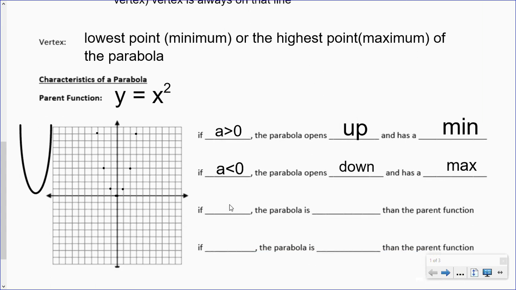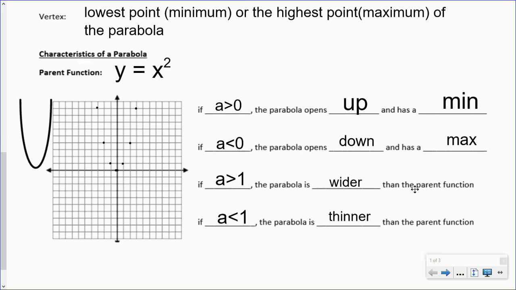If a is greater than 1, the parabola is wider, so it'll get fatter compared to the parent function. And if a is less than 1, it'll be thinner, so it'll be a little skinnier than the parent function. Okay?